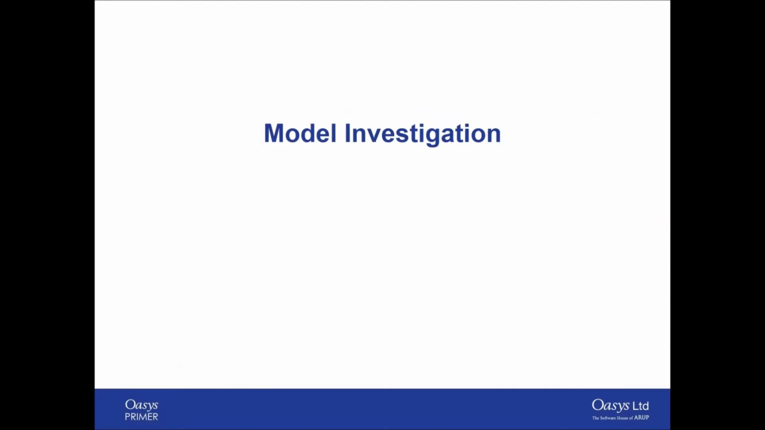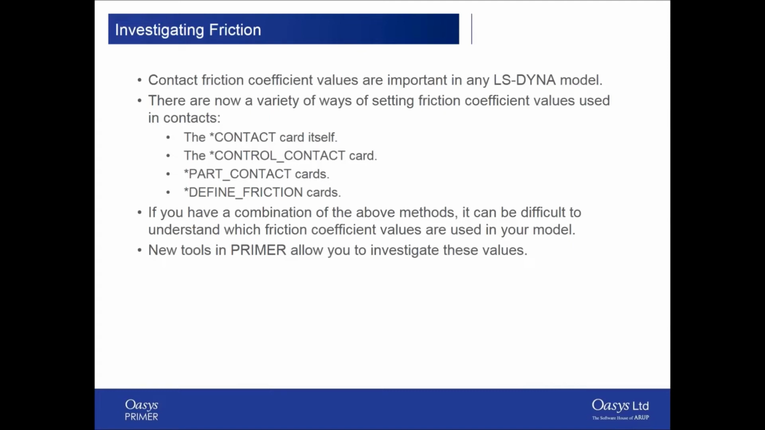Okay, so moving on to model investigation tools. The first thing to talk about is friction. Contact friction coefficient values are important in any LS-DYNA model. And there's now a variety of ways of setting friction coefficient values used in contact. So there's the control contact card itself, star part contact cards, and of course defined friction cards where you can specify friction tables. And if you have a combination of these methods, it can be difficult to understand which friction coefficient values are used in your model and where.